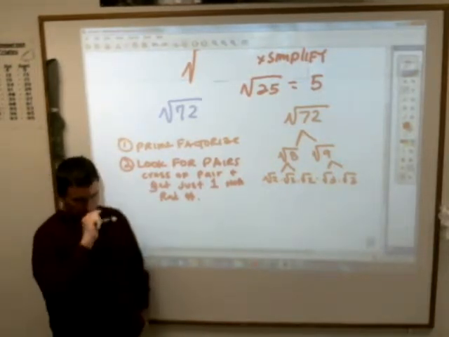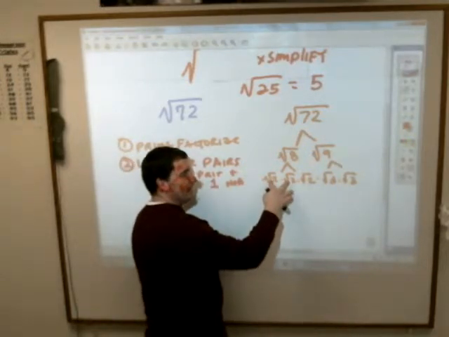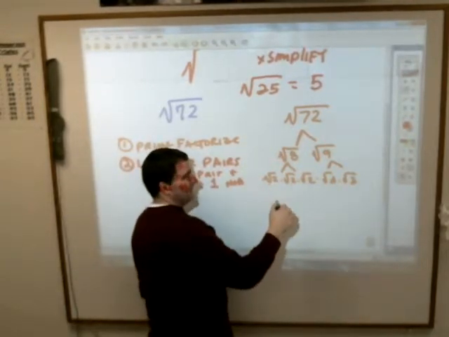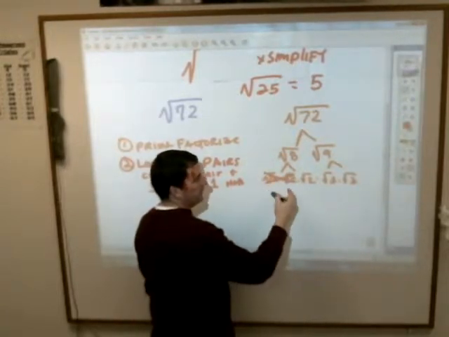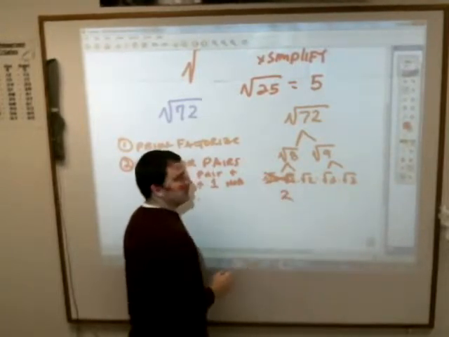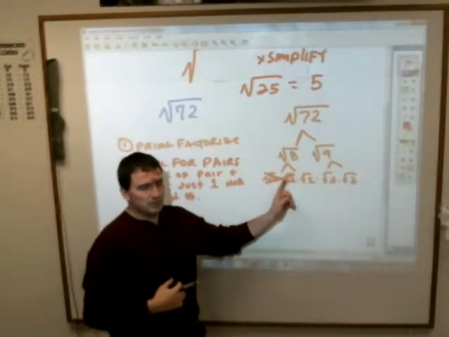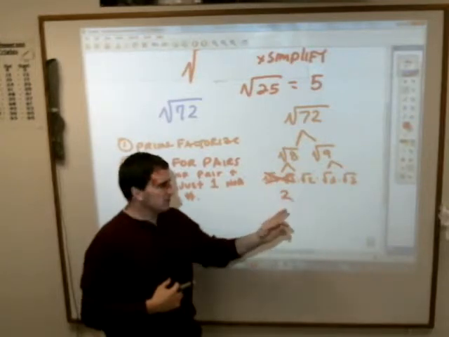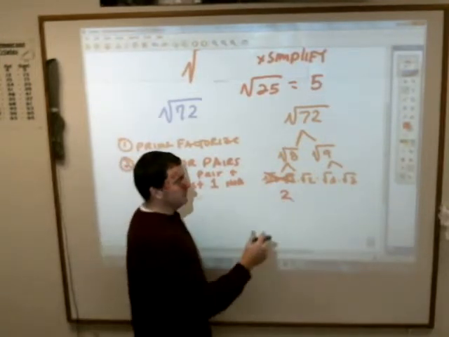In other words, children, here's how this works. If you have a pair, the square root of 2 times the square root of 2, you cross off that pair and you get just one of the number that's under the radical sign. That only makes sense because what is the square root of 2 times the square root of 2? The square root of 4. What is the square root of 4? 2.